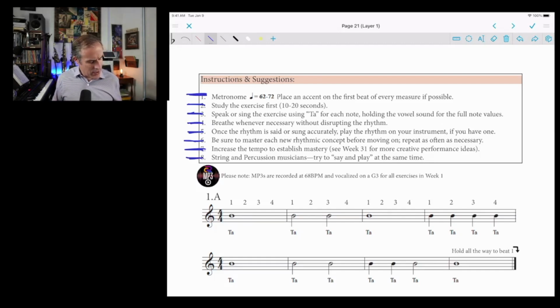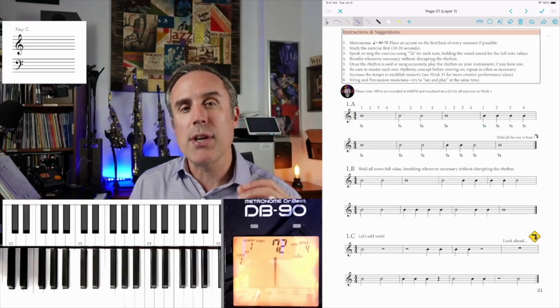And then the last thing here is for string and percussion musicians or anybody that can actually say an exercise while they play their instrument. This is more of an advanced concept, but if you can sing or say the rhythm while you're playing your instrument, and this works specifically well for keyboardists, for percussionists, for string instruments, you can actually perform these rhythms on your instrument while at the same time singing or saying them. It connects more synapses in the brain and really helps you connect more to the concepts and to the rhythms in the exercises. All right, let's try exercise 1A.